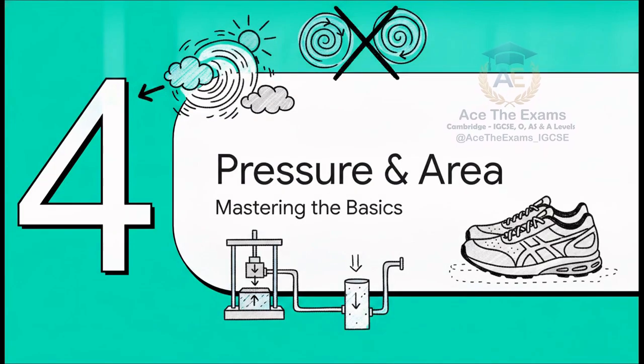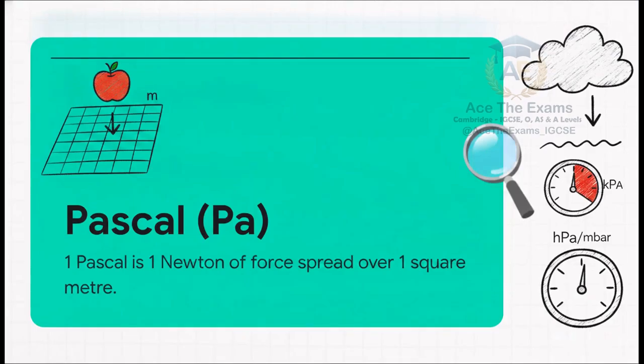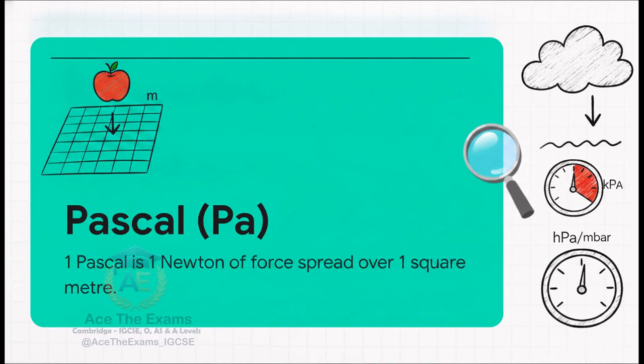Section 4. Mastering pressure and area. We are now shifting focus from rotational forces to forces spread out over a specific surface. This is Challenge 3 Prep, getting your formulas and units locked in perfectly. The formula for pressure is P equals F divided by A. Pressure equals force divided by area. If force is in newtons and area is in square meters, pressure is in newtons per square meter, which is formally called 1 Pascal.